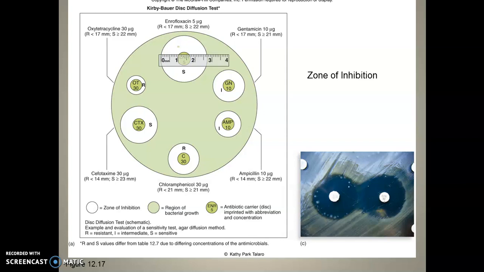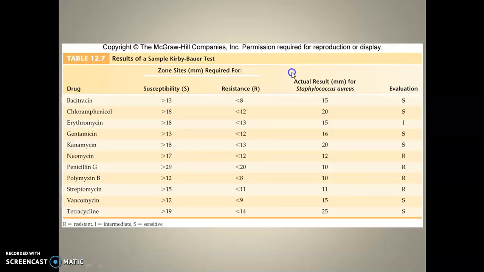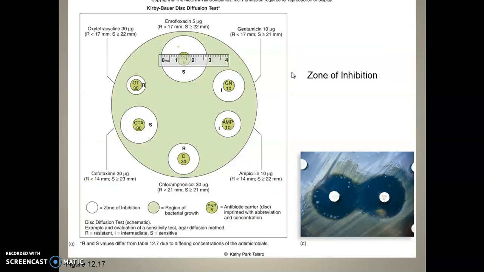And so essentially how this works is that we would take a plate and cover that plate with bacteria, and then on that plate we put a disc that has an antibiotic in it. The antibiotic then leaches out of that disc and spreads across the plate.